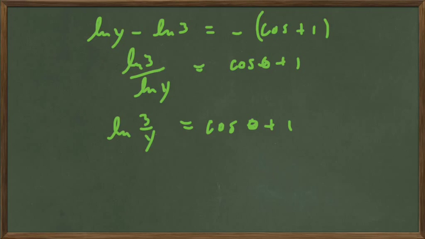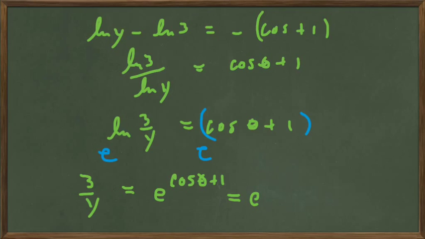And then let's actually get its explicit form. So we can remove the y on the left-hand side by making both sides powers of e. Since e and ln are inverse functions of each other, the left-hand side just becomes 3 over y equals e to the cosine theta plus 1, which is the same as e to the 1 times e to the cosine theta.